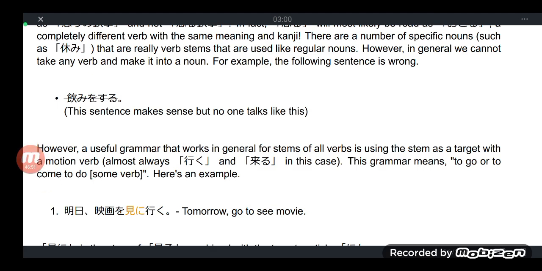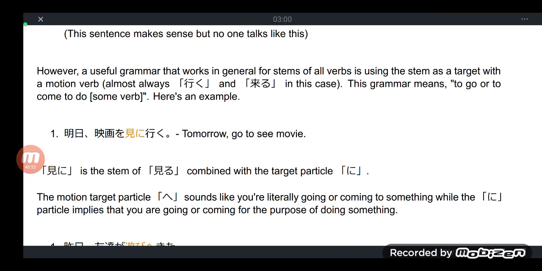So it sounds weird. However, a useful grammar that works in general for stems for all verbs is using the stem as a target with the motion verb. What are the motion verbs? Iku and kuru. Iku means to go, or to conduct something, or to execute something or make something happen. Kuru means to come. These are motion verbs. This grammar means to go or to come to do some verb.